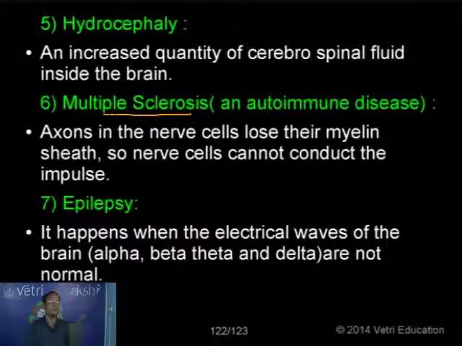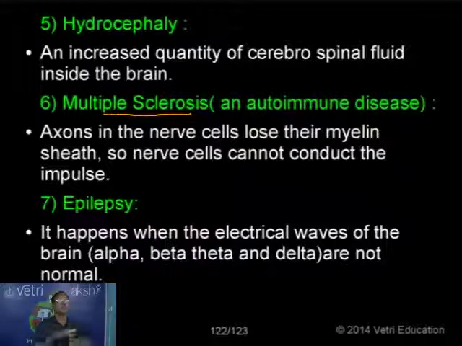Then epilepsy. See, there are four waves in the brain: alpha, beta, delta and theta. These are all the four electrical waves in the brain. These waves should be normal, then only the person will be normal. If there is any deviation from such four waves, then we have epilepsy.